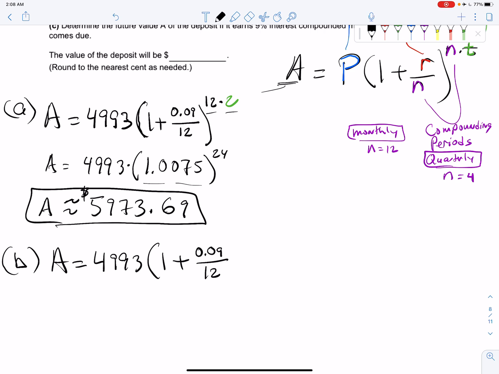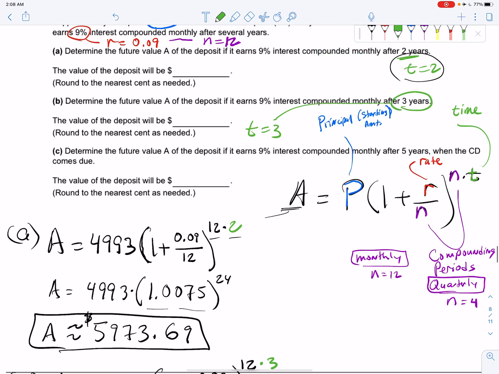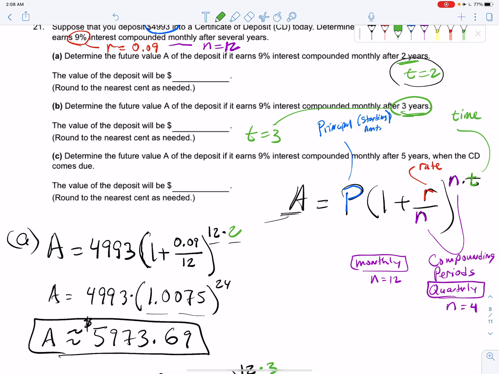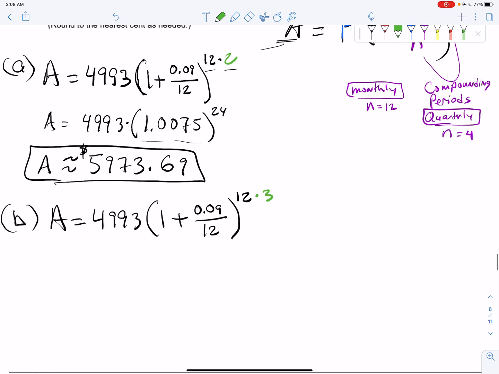So compounding 3 years should make more money. Here we are, same situation. It's compounding monthly still, but in this case on part B, we're doing it for 3 years. Right there, 3 years, okay? So now we do the same thing. We divide 0.09 divided by 12, and then add 1.